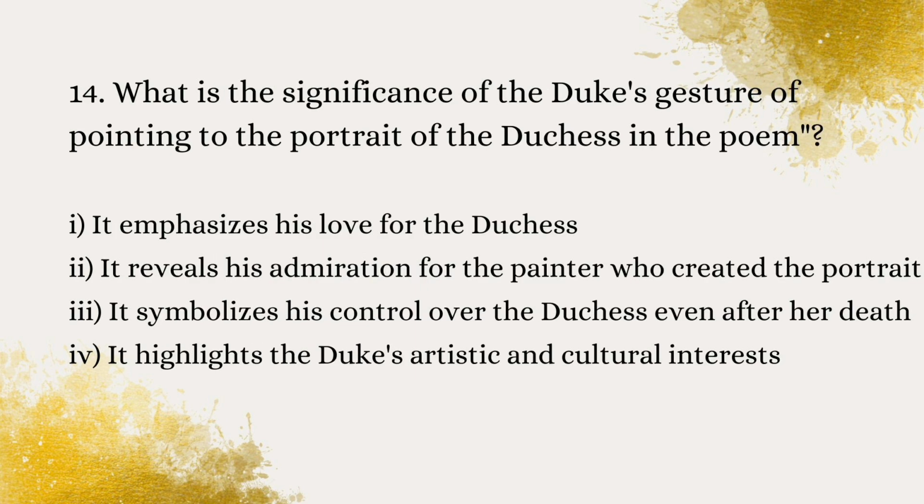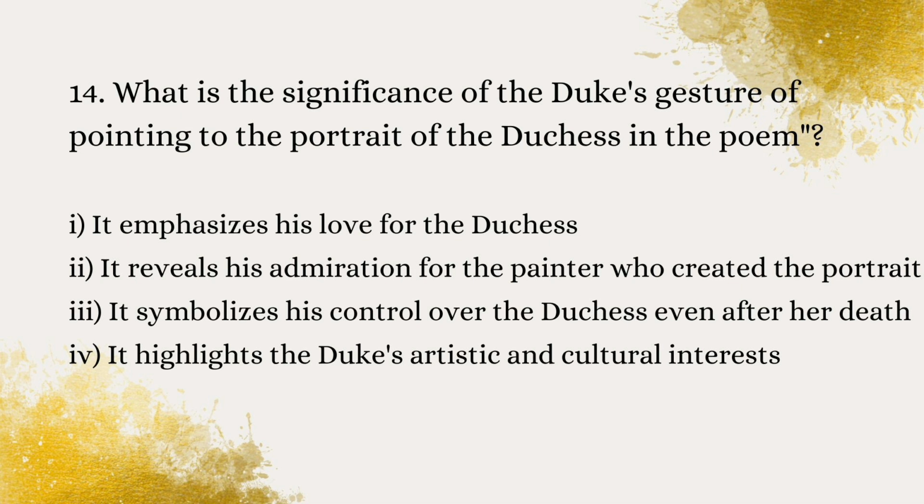Next question: what is the significance of the Duke's gesture of pointing to the portrait of the Duchess in the poem? The options are: first, it emphasizes his love for the Duchess; second, it reveals his admiration for the painter who created the portrait; third, it symbolizes his control over the Duchess even after her death; and the fourth option is it highlights the Duke's artistic and cultural interest. The right answer is it symbolizes his control over the Duchess even after her death.